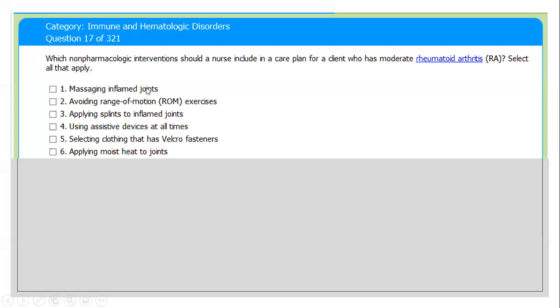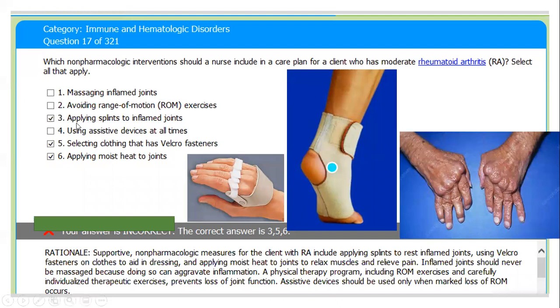Massage the inflamed joint, avoid range of motion exercise, apply a splint to the inflamed joint, use an assistive device all the time, select clothing that has Velcro fasteners, or apply moist heat to the joint. The correct answer is number 3, applying the splint to the inflamed joint.